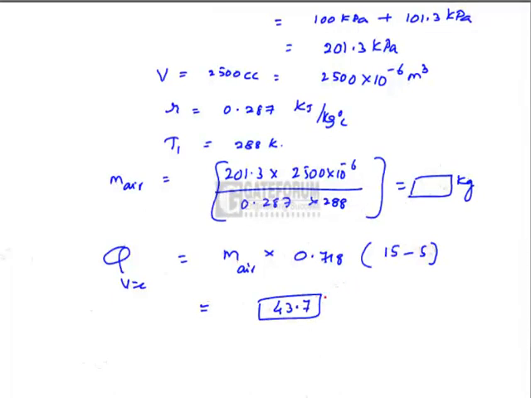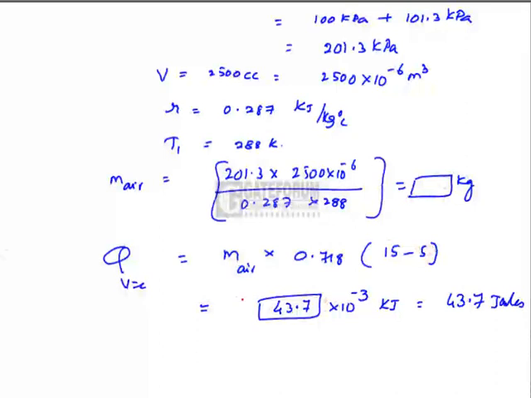So this results in 43.7 into 10 power minus 3 kilojoules, which results in 43.7 joules. This is the answer for heat transferred at constant volume from the football when the temperature is dropping from 15 degrees Celsius to 5 degrees centigrade.